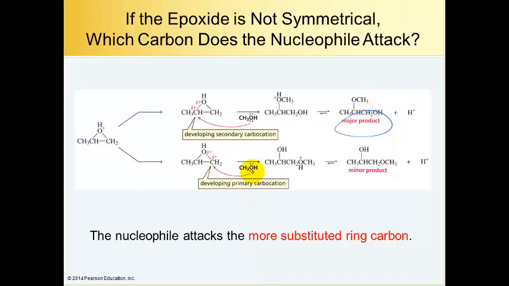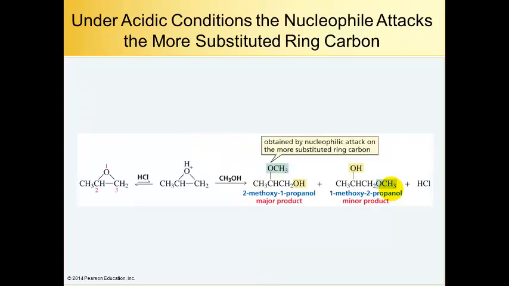Versus the nucleophile attacking this carbon and breaking that bond, giving us this species, which is the minor product. In general, the nucleophile will attack the more substituted ring carbon. Under acidic conditions, the nucleophile attacks the more substituted ring carbon. That's what we just said. So under acidic conditions, the situation I just described is true.